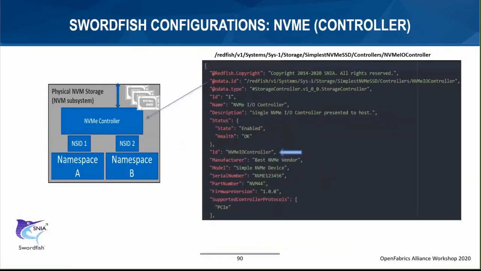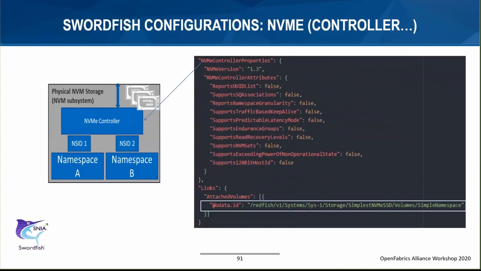Now moving on to controllers. We have seen how namespaces were defined, and let's see how controllers are defined. Again, at the top we have an OData ID which shows the path where this controller sits. This is also part of the NVMe subsystem, and it is under the controller collection. This controller is called the NVMe-IO controller, and that is specified by the ID. And we have a bunch of other things like model, manufacturer, etc. for this one. There are other controller properties that are being defined, which I could not fit in this slide, so I put them in the next slide. So let's go to the next slide.